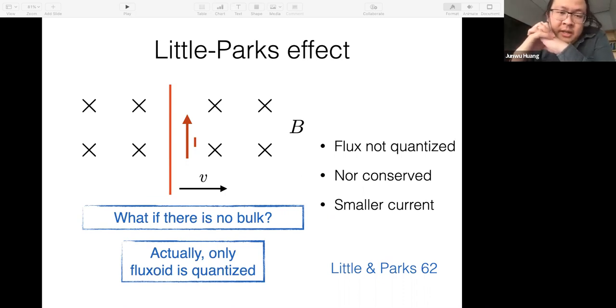As a result, the amount of current that you need to generate to compensate for the intended flux change is smaller, and you will see a smaller current, which is suppressed by how non-bulky your superconductor looks.